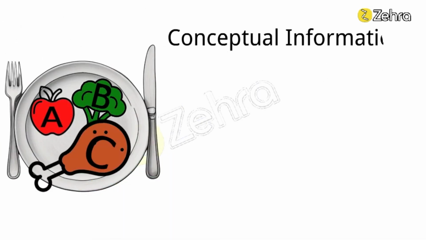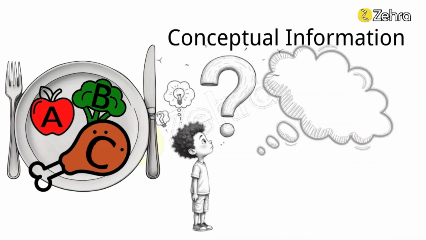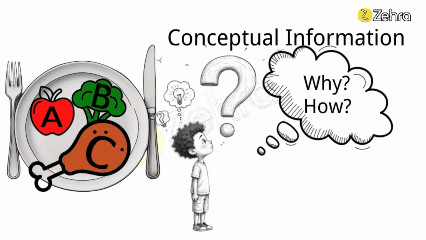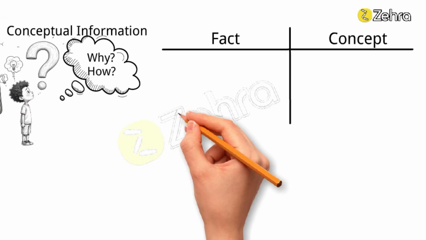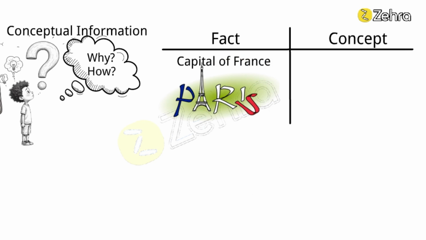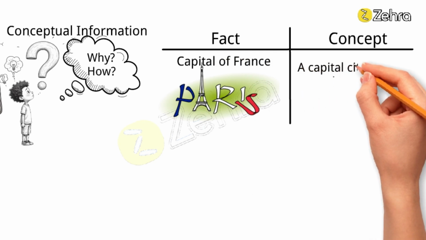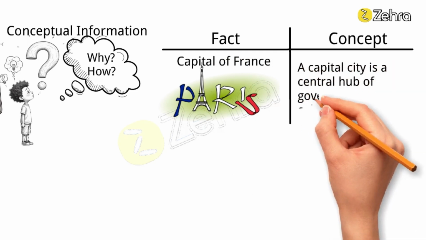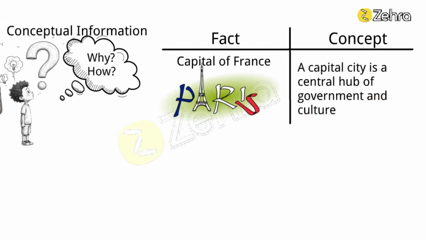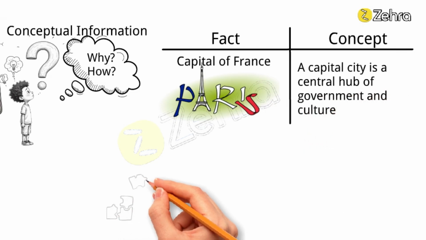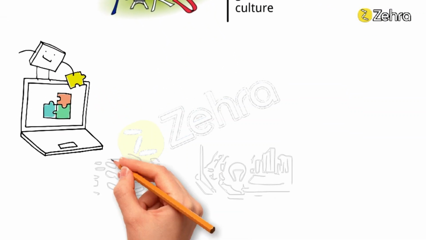Finally, the third type of information, conceptual information. Conceptual information is about grasping the why and how behind things, not just the what. It's the difference between knowing that Paris is the capital of France, a fact, and understanding the concept of a capital city, a central hub of government and culture. Think of it as the framework that connects individual pieces of information.